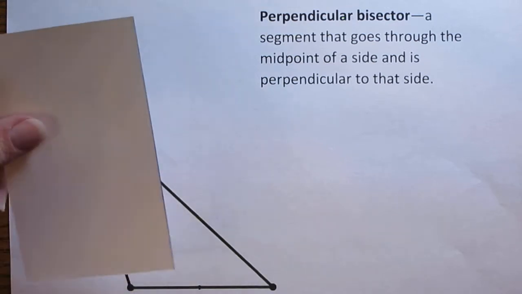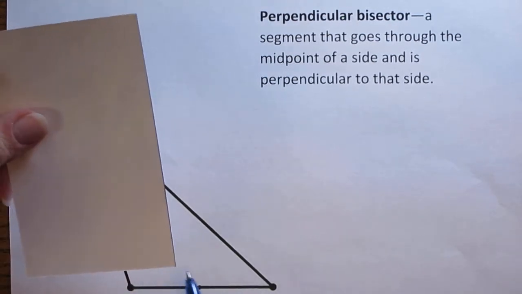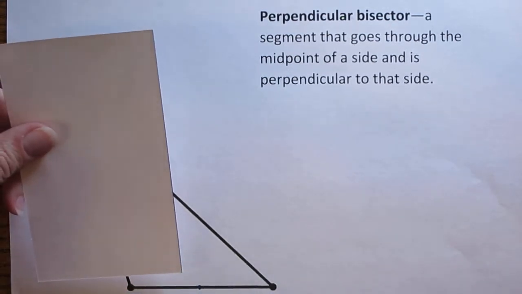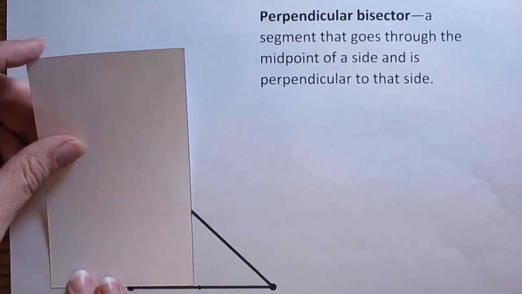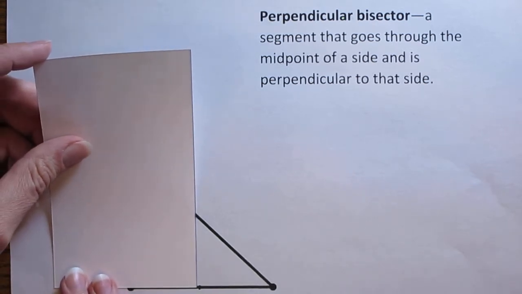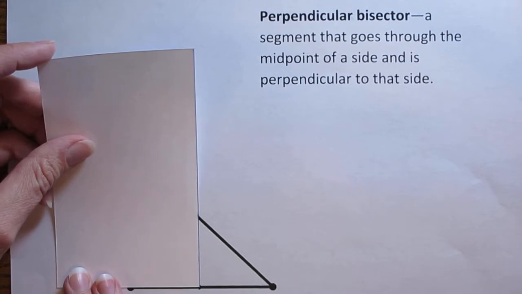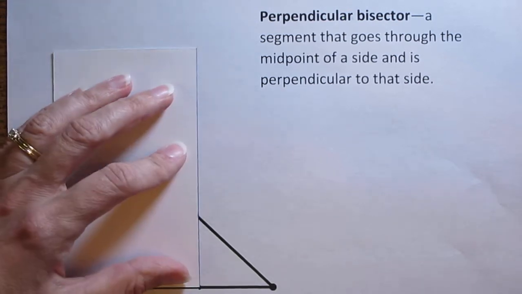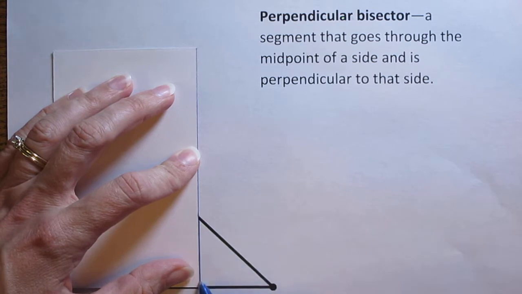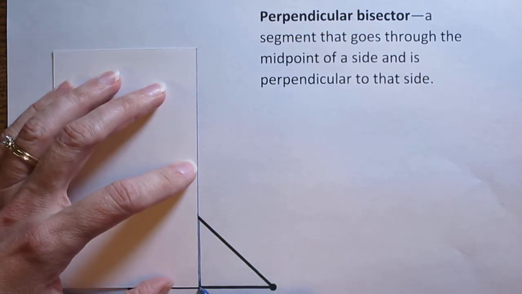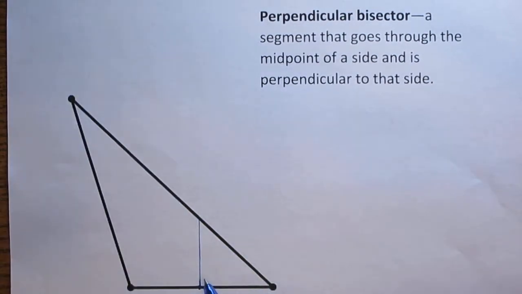I'm going to use my note card because the note card has a right angle here, and I know that a right angle will give me perpendicular lines. So I'm going to use my note card and slide that along the bottom side of my triangle until it lines up with my midpoint. And then I will draw in the perpendicular bisector. So that's perpendicular to the original side of my triangle and it bisects it. So I've got two congruent parts. I'm going to do that for each side of my triangle.